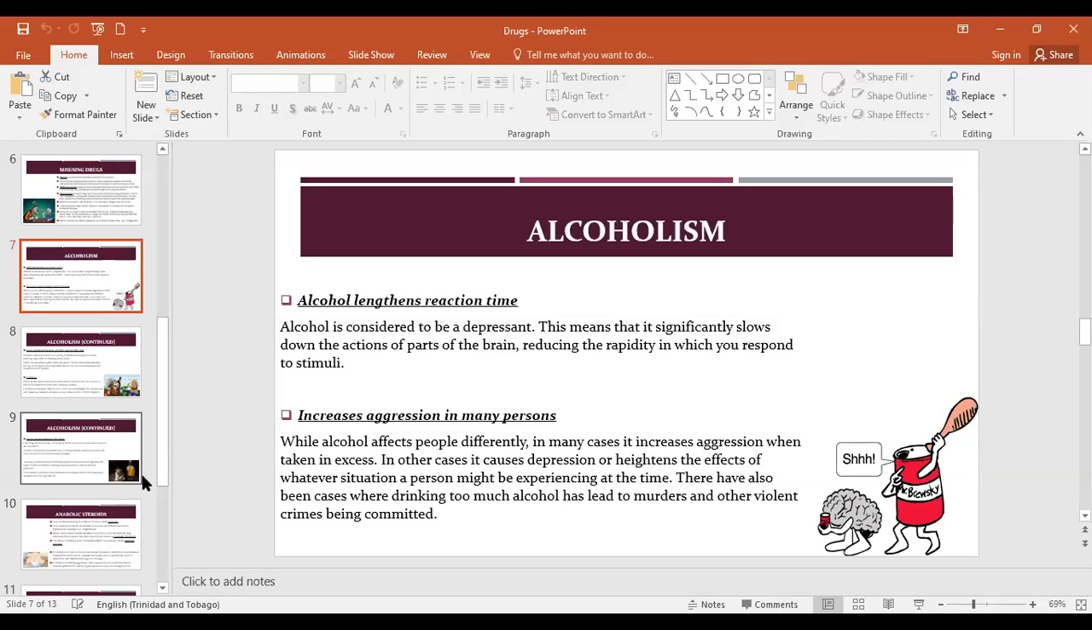All right. And that is why as well, if it increases aggression, depending on the source of the aggression, when somebody drinks, it could trigger a lot of violent reactions and cause crimes to be committed under the influence as well. All right. Okay.